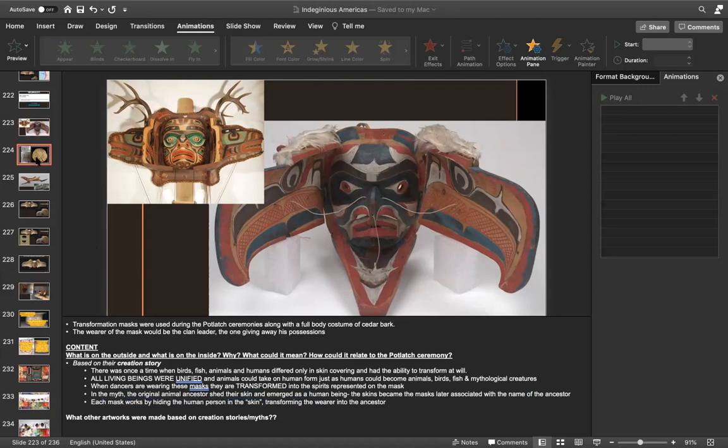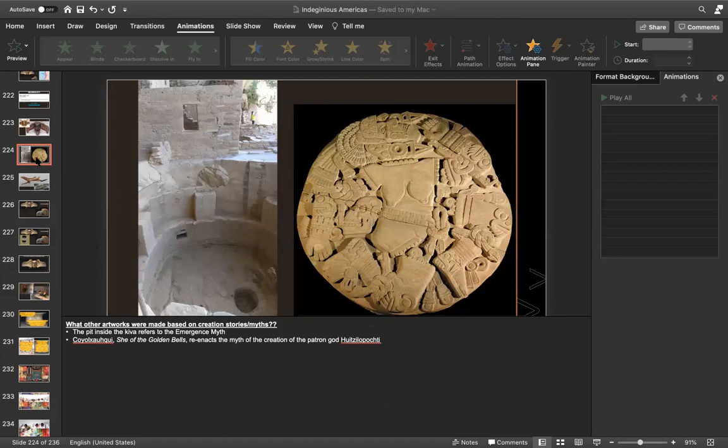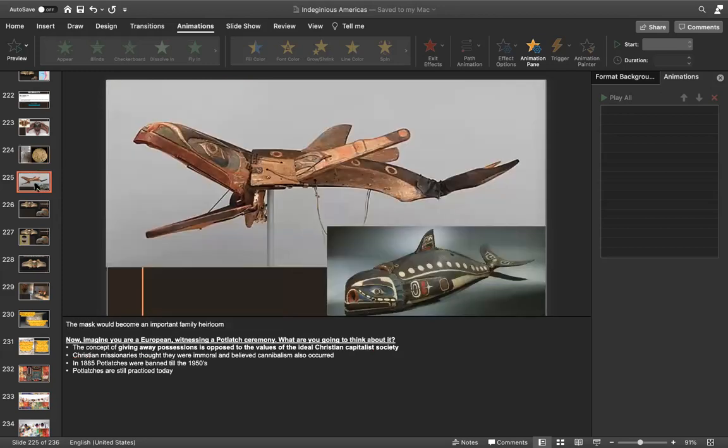So you could also relate that to other artworks relating back to creation myths, right? You have the kiva that is in the Anasazi Mesa Verde cliff dwellings, and that relates to their creation myth from emerging from the underworld. And then you have the Coyolxauhqui stone, that's a part of the Templo Mayor in the Aztec Mexico, and that's a part of their creation myth. And then also interesting is some of the masks take on different forms, not just this one looks like complete fish.